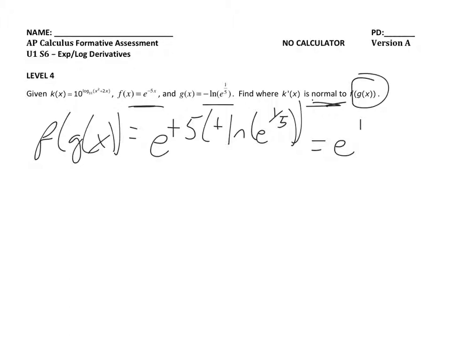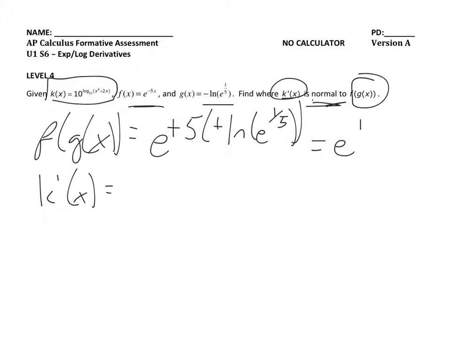Find where k prime of x is normal to f of g of x. So now I know f of g of x and what that's equal to. I know normal means the slopes are negative reciprocals. So I'm going to find k prime of x. So here's k of x. So k prime of x, I'll apply my rules. But before I apply my rule, I'm actually going to run the risk here. I'm going to do the algebra first.